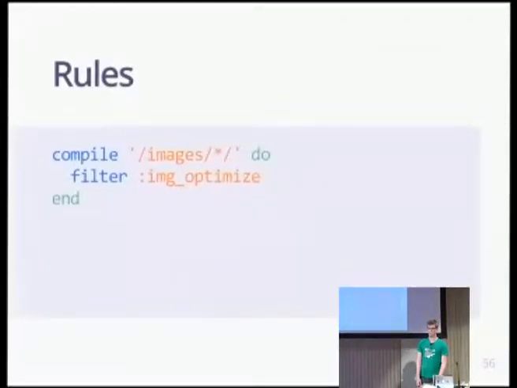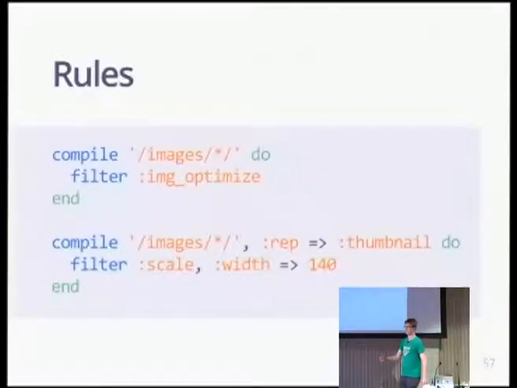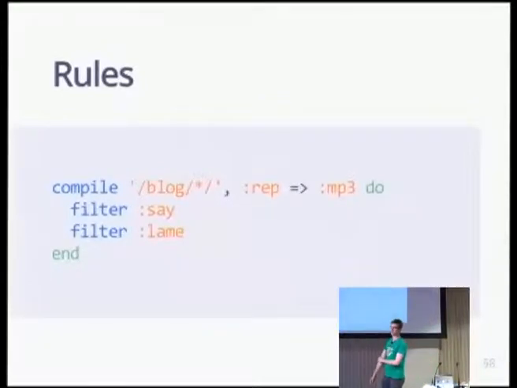And you can also create multiple representations. So for the same item, you're creating another output file, but this time it's a thumbnail, and to get to the thumbnail, you run a scale filter with a width of 140 pixels. And here's another example. You could say, take all my blog articles, and I'm creating a separate output file for an MP3. You could say, okay, I'm running this say filter, which on macOS 10 could take the text and create an AIFF file containing basically the spoken text-to-speech of that article. Then you run lame to get an MP3 file. This is absolutely useless, and I would not recommend doing it, but it shows the power that the rules and the filters provide.